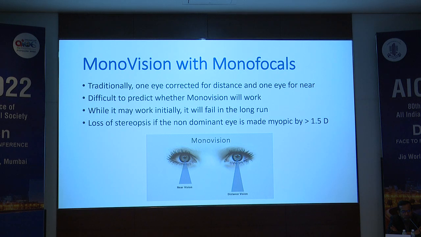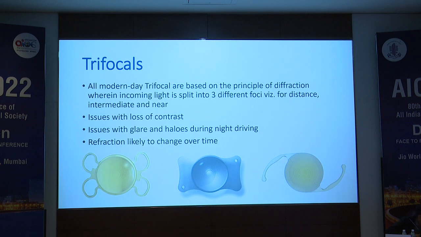Because the biggest problem you have in your life is if monovision doesn't work this way or that way, that is out of the way. And remember, it's a contact lens trial. Okay? And of course, you have to explain to them that stereopsis might be lost if your difference increases by more than 1.5.